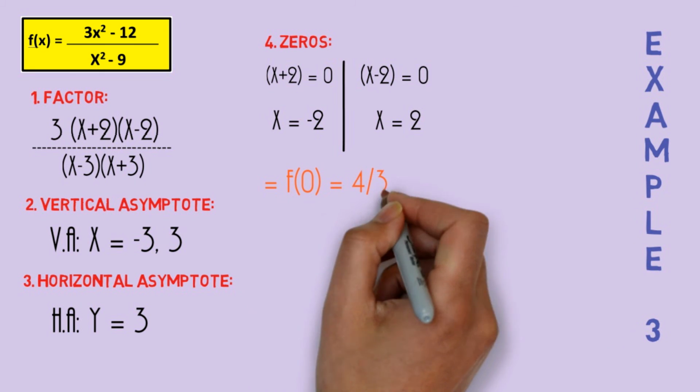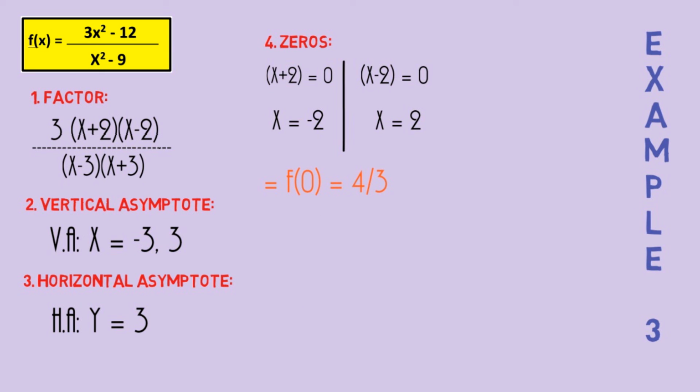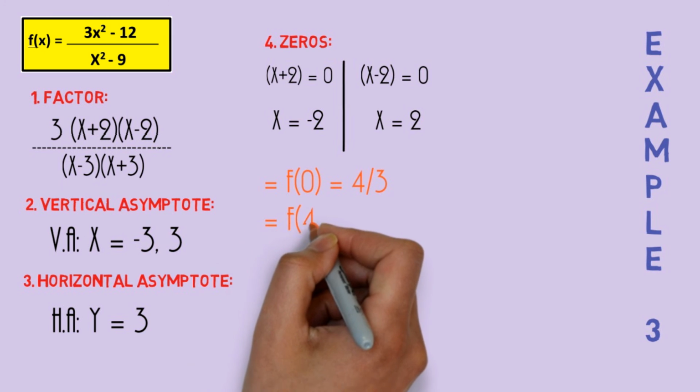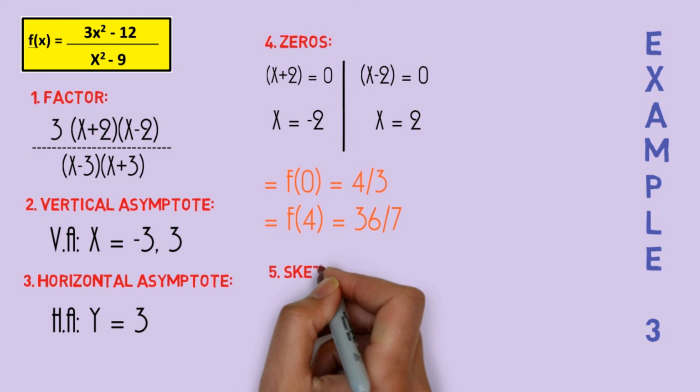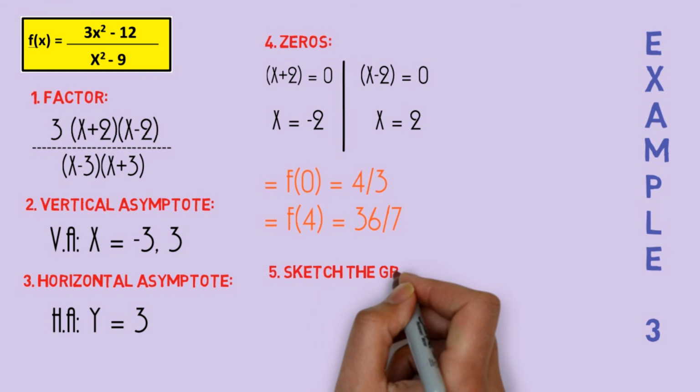When we substitute x to 0, f of 0 will be equal to 4 over 3, and f of 4 is equal to 36 over 7. Now, let's start plotting the answers we have.